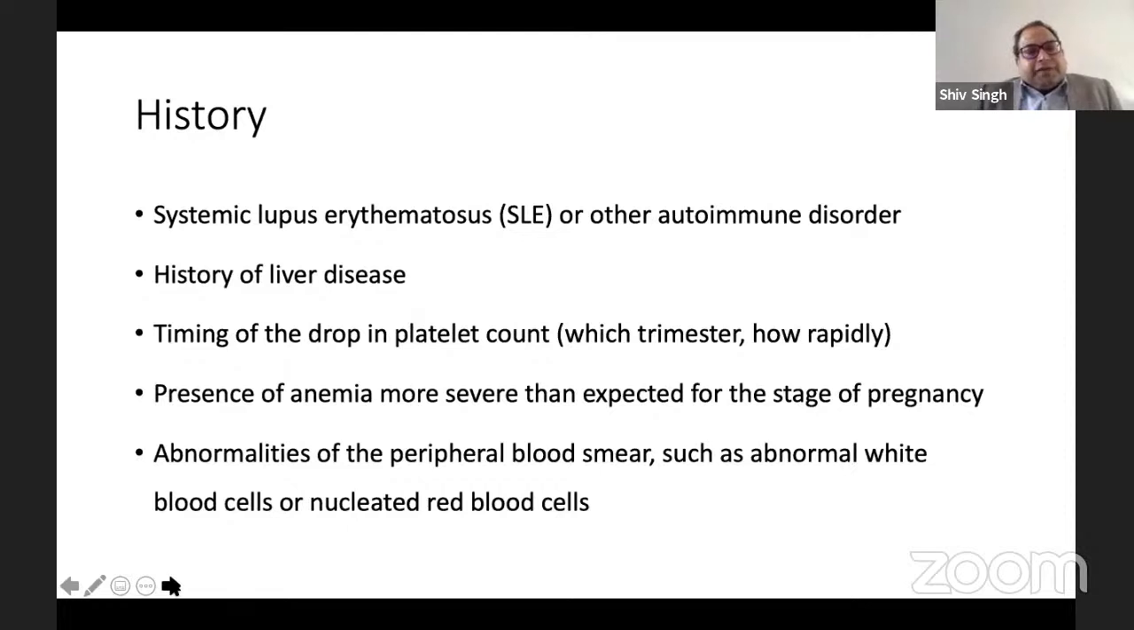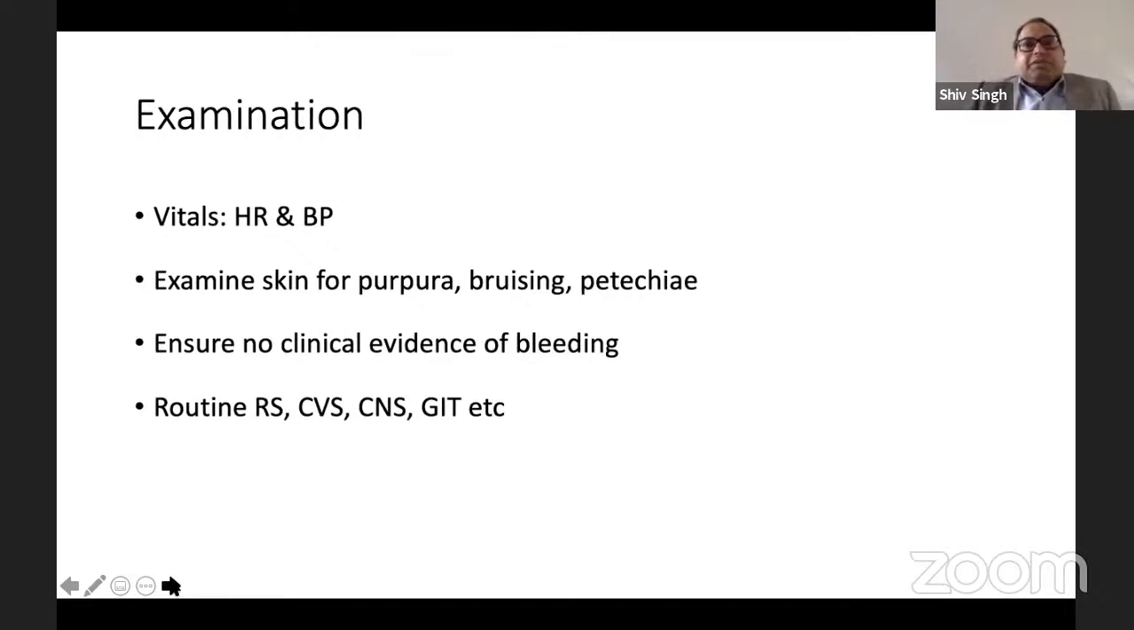And we also need to look at the abnormalities of the peripheral blood smear. Look for abnormal white cells or nucleated red blood cells. So a peripheral smear will be very useful in this patient. So you do not just proceed with someone with a count of 60,000. It is actually very uncommon to have patients with such low counts.